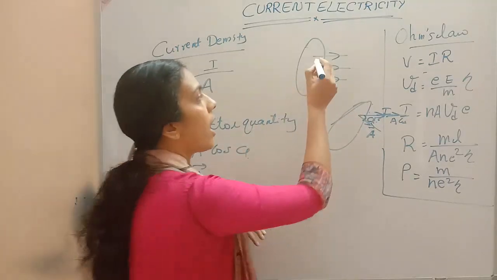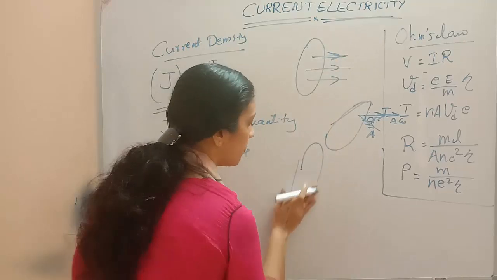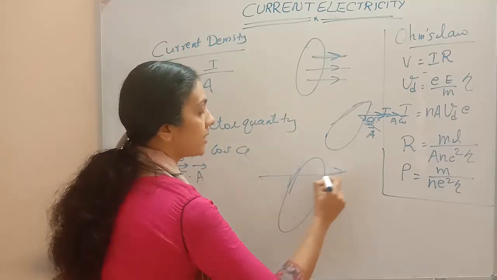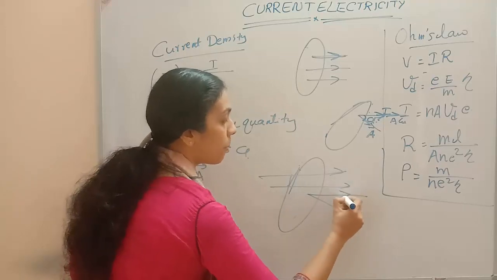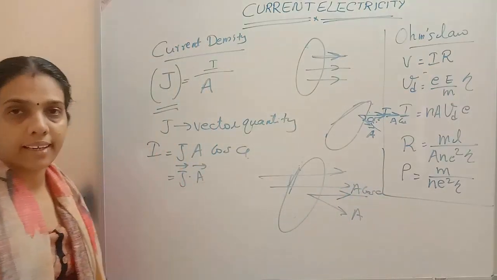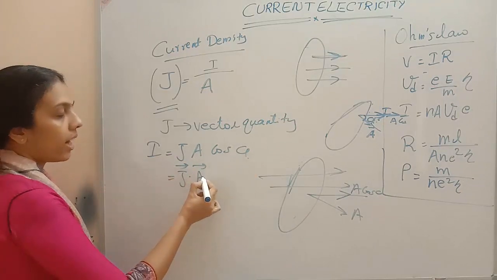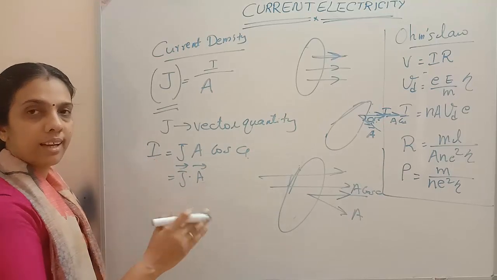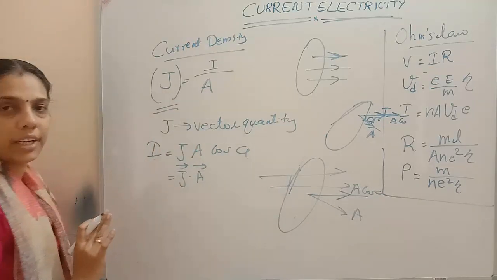So if I is acting in this manner, and if this is the surface, if this is the conductor and I is acting in this manner, area is acting in this manner, we should consider the component of A which is acting along the current through the conductor. So it is equal to J dot A. J and A are vector quantities, dot product is a scalar quantity. So as we said in earlier classes, I is a scalar quantity. I is equal to J dot A.